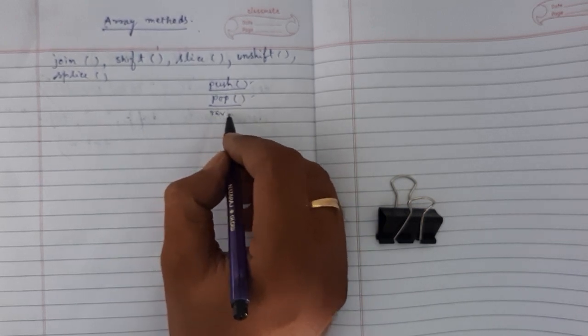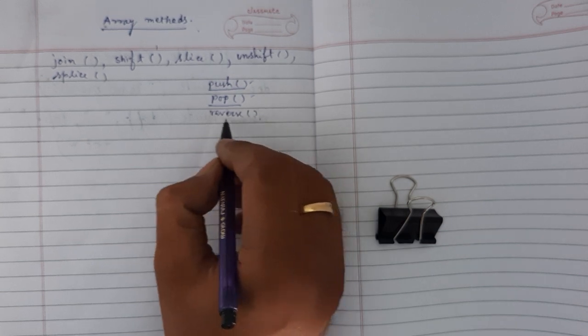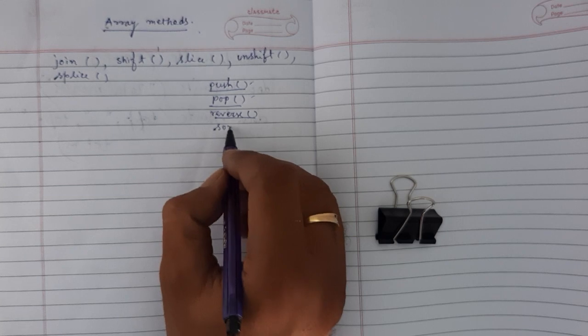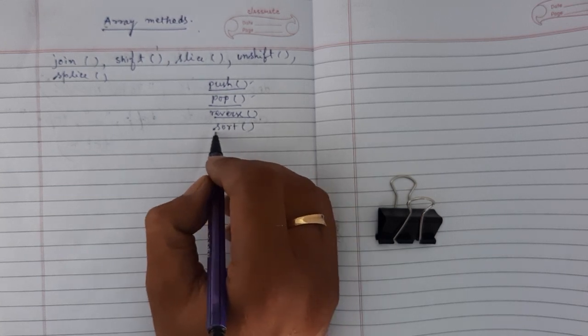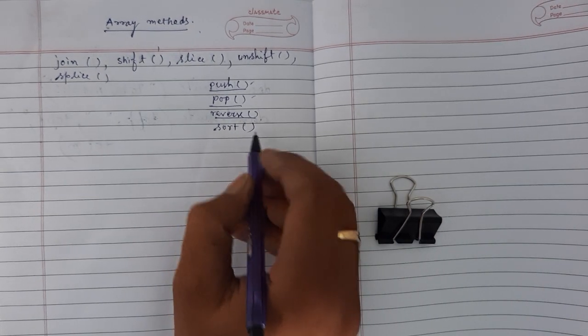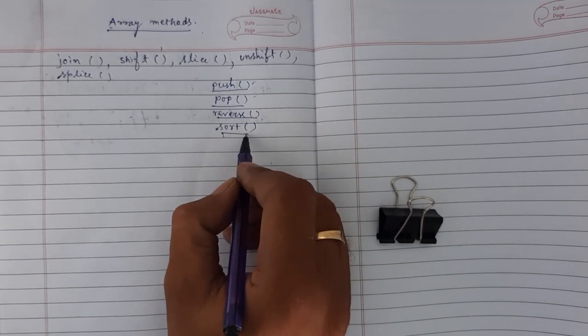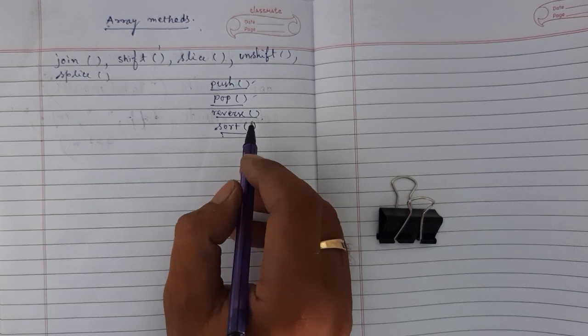Other than this, we have discussed the reverse method, which is used to reverse the array. Then the sort method, which is used to sort the array in ascending order. By default we can sort in ascending order using the sort method. Now we are going to discuss a few more methods.